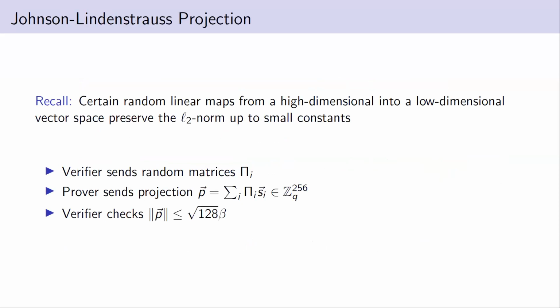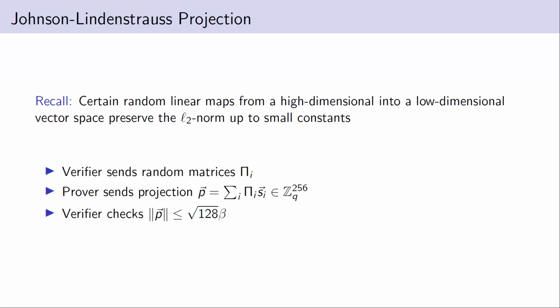Okay, and so as a next step, we need to set up a proof for the norm constraint in the relation, and this is by now a standard technique called Johnson-Lindenstrauss projection. The Johnson-Lindenstrauss theorem says that if you project a very high-dimensional vector in Euclidean space to a very low-dimensional vector with a random matrix, then this preserves the norm. So we can essentially prove the norm of all the s_i by just sending such a projection.